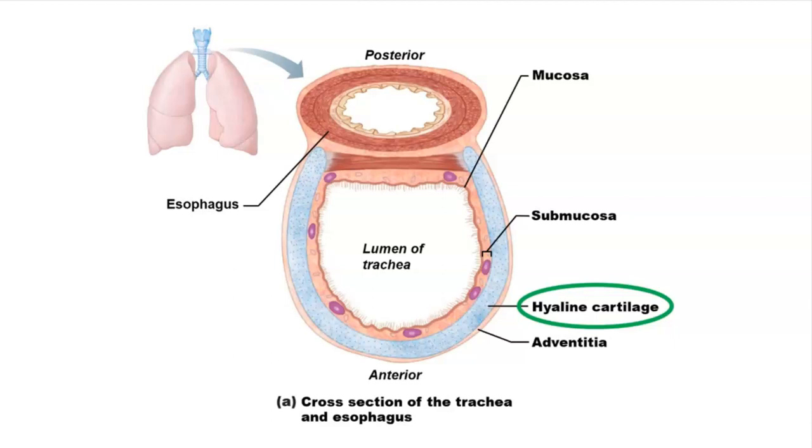The rings, as we see, are incomplete posteriorly, which allows the esophagus to expand forward or anteriorly when swallowing food. And we see that between the two parts of the C shape is a band of smooth muscle. It's called the trachealis muscle. This muscle contracts during coughs to expel mucus, and it can also contract to forcefully expel air from the trachea during hard exhalations or during forced exhalations.